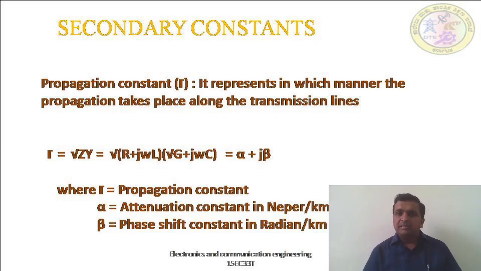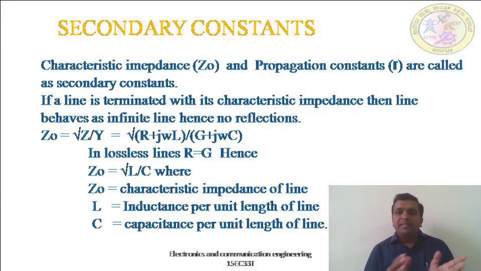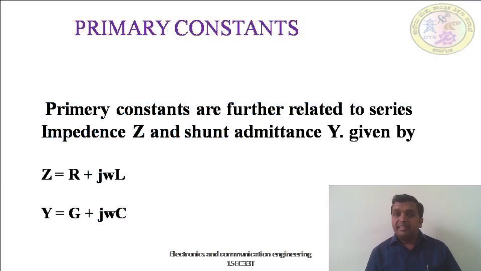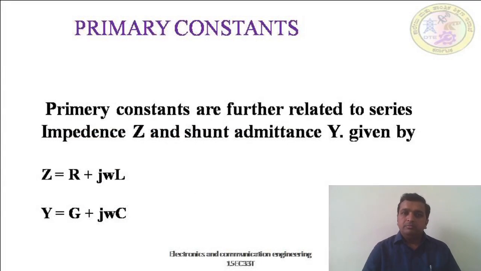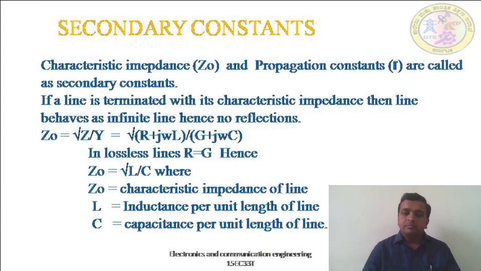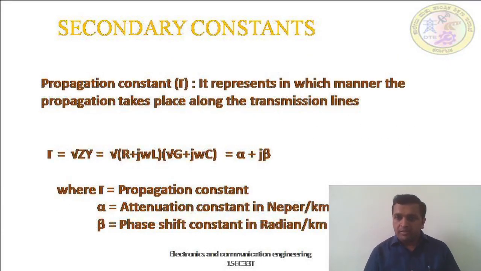I repeat once again, there are two types of secondary constants. One is a characteristic impedance, another one is a propagation constant. Characteristic impedance is nothing but Z naught is equal to root of Z by Y, where Z is a series impedance divided by shunt admittance. In the same fashion, I went for one more secondary constant called the propagation constant or gamma.